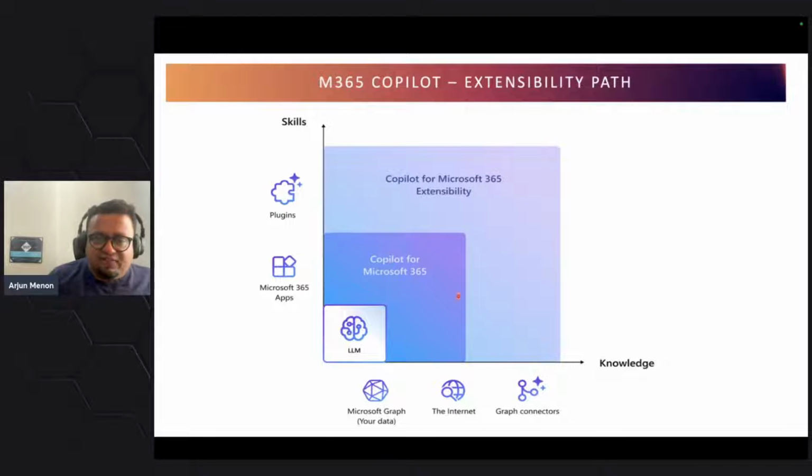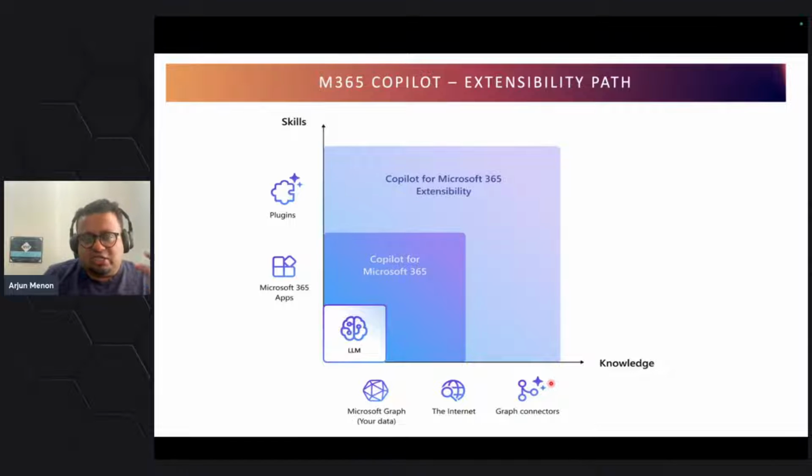Now, on the right-hand side, there is something called Graph Connectors. I'm not going deep into Graph Connectors. What Graph Connectors does is get the data from external systems and index it into the Microsoft 365 ecosystem using the semantic index, so that when you search for something in Copilot, it will be able to surface that data. That is one way to extend the data.